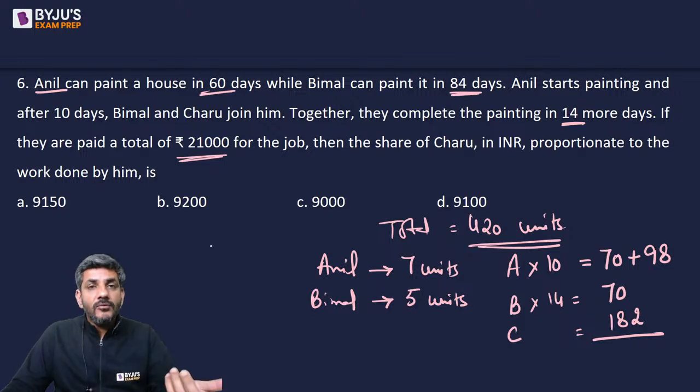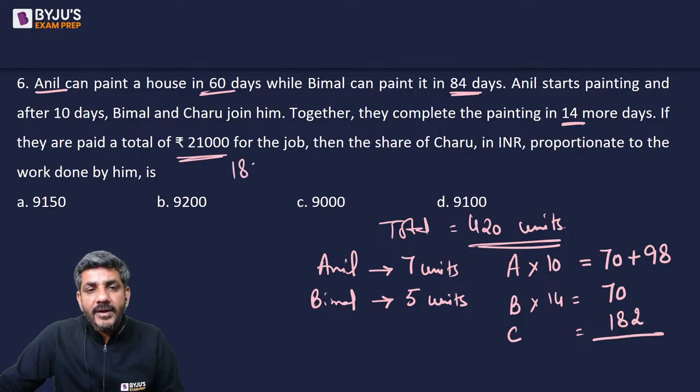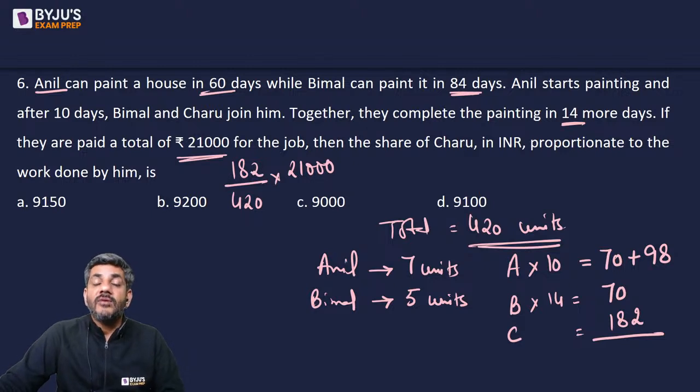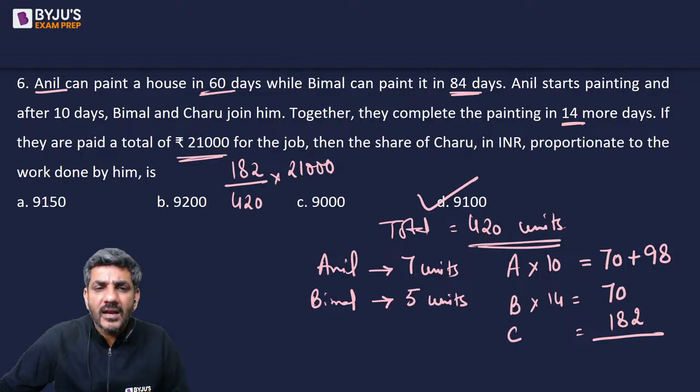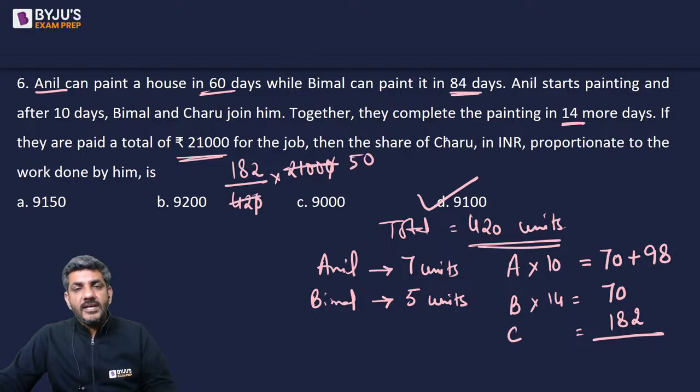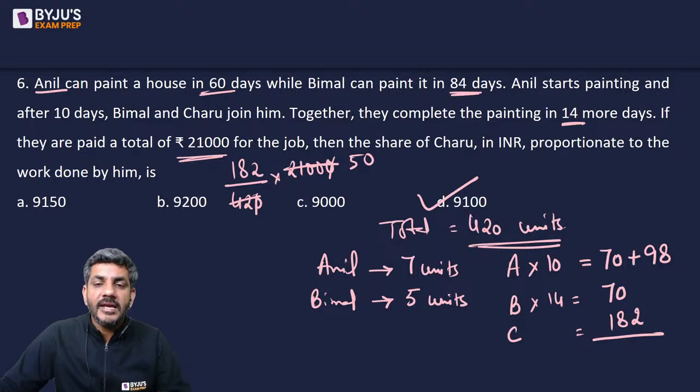तो चारू को पैसा भी उसी हिसाब से मिलेगा. So if Charu is painting 182 units out of 420 units, so out of 21,000, how much is Charu's share? 182 is a multiple of 91. It is 91 into 2. My answer should be a multiple of 91. Option D is the right answer. सॉल्व करने की जरूरत नहीं पड़ती, हालांकि ऑफ कोर्स आप करोगे तो दिक्कत नहीं है. 42 से कैंसिल आउट हो जा रहा है 50 पे. 182 into 100 होता 18200, उसका हाफ कर दो तो 9100.